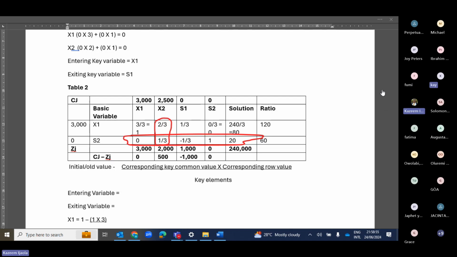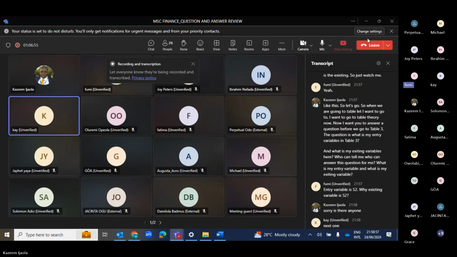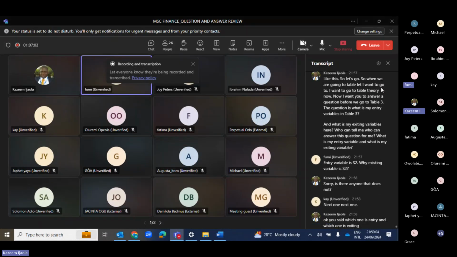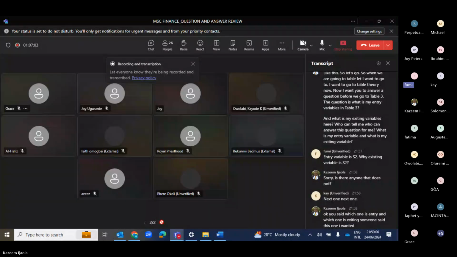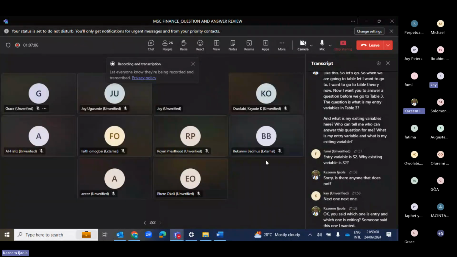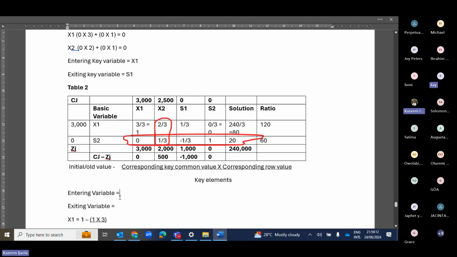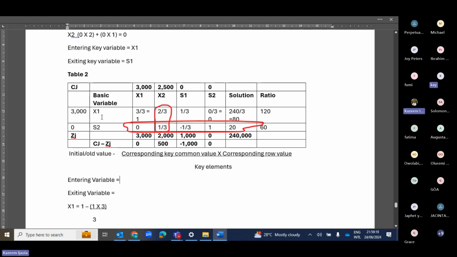Sorry, is there anyone that does not? X1. Okay, you said which one is entry and which one is exiting? Someone said X1. Which one is X2, exiting or entry? Exit is S1. Exit is X1. This X1 here, Abi. Yes. Okay, which one is entering?